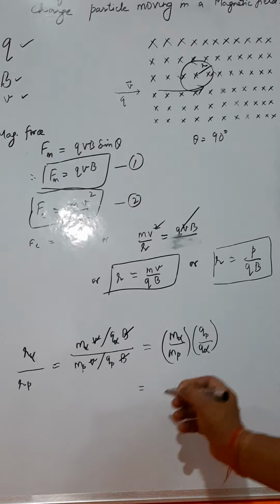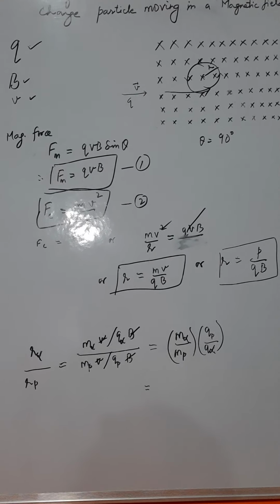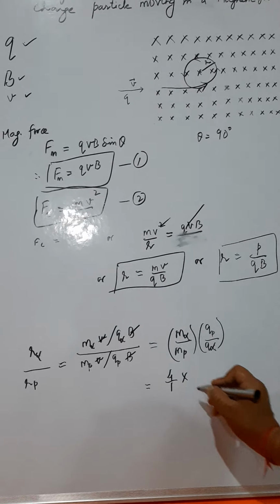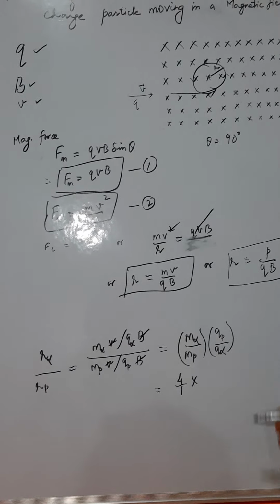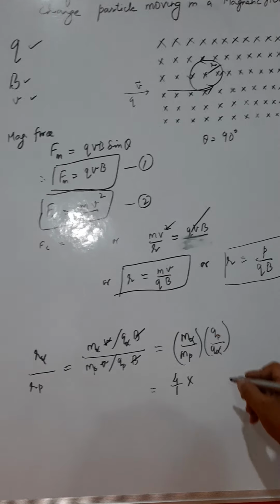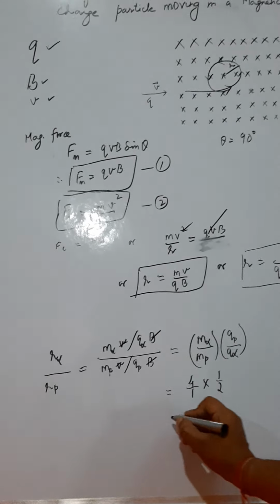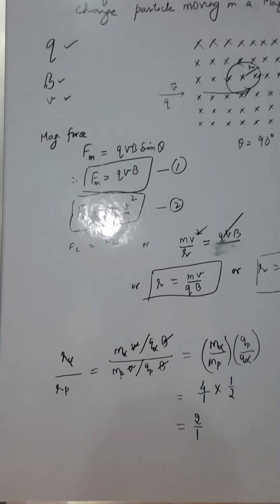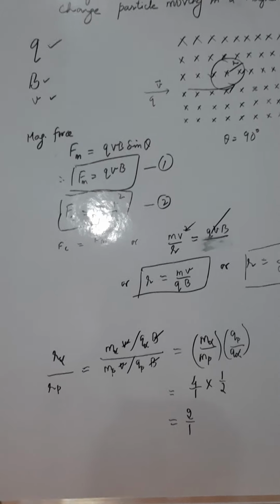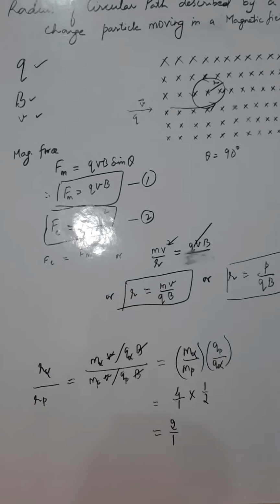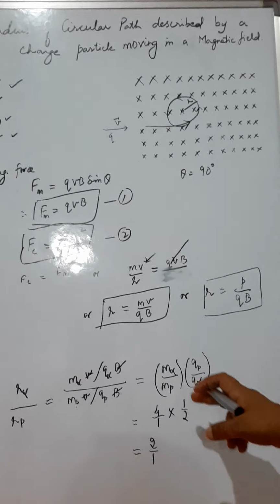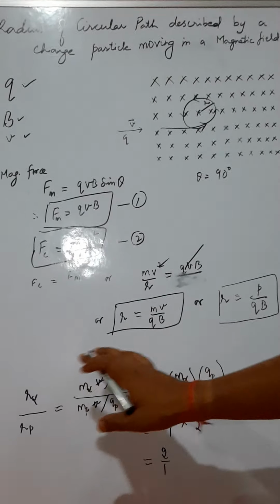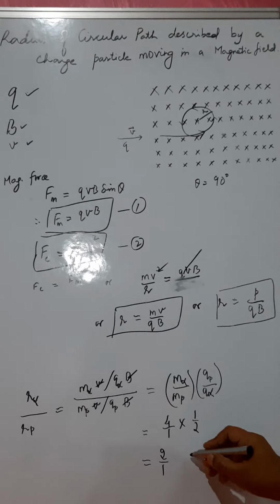Now what is the ratio of the mass of the alpha particle to the mass of the proton? It is 4:1, into what is the ratio of the charge of the proton to the alpha particle? That is 1:2. So this is equal to 2:1. Sometimes students do not consider both, and directly write 1:2 or 4:1, which is incorrect. So you have to write all the things, then only you can get the correct answer.